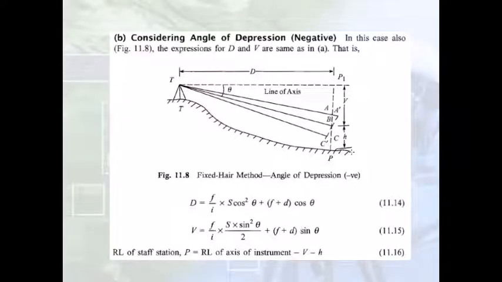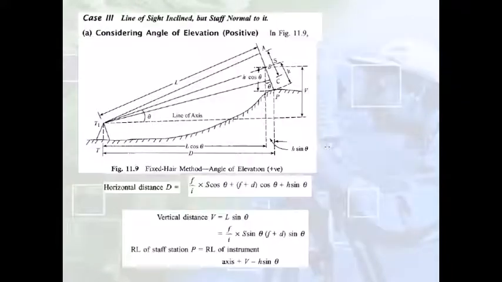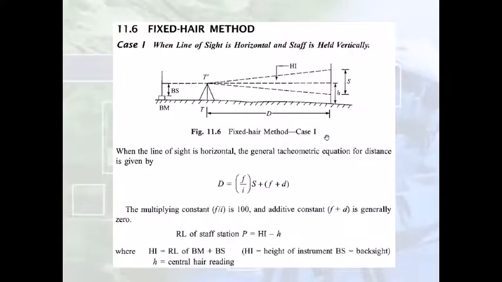So this was the second case, for when the line of sight is inclined but the leveling staff is held vertically. Now we'll see the last case in which the line of sight is still inclined, but the staff is held normal to it. This case is not used too frequently, but still, we'll see how this works.